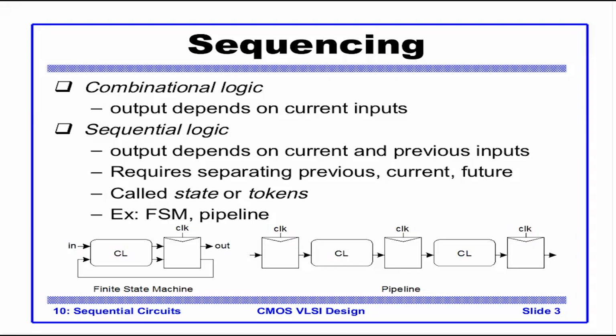In sequential logic, on the other hand, the output depends not only on the current input state, but also on what the input was before. That is why sequential logic is used to separate the previous, current, and future events. The outputs of sequential elements are called states or tokens. There are two very famous examples here. One is a finite state machine, and the other is a pipeline.